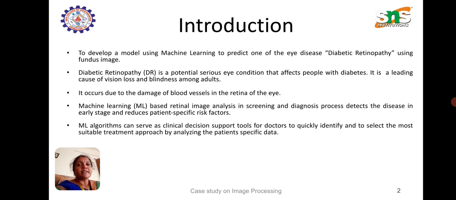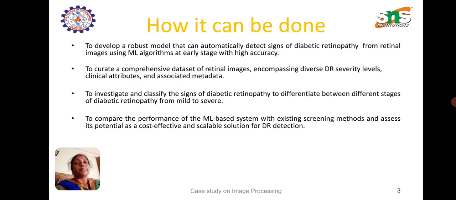So machine learning based retinal image analysis in the screening and diagnosis process detects the disease in an early stage and reduces the patient specific risk factors, because it should be analyzed and treated in the early stage. It can be cured, otherwise some treatments can be used to slow down its progress, not for cure. So the ML algorithms can serve as clinical decision support tools for doctors, to quickly identify and select the most suitable treatment approach for the patients.